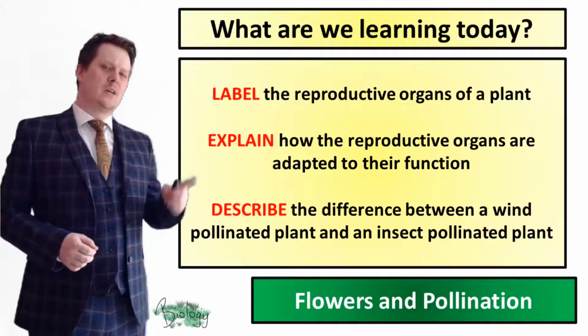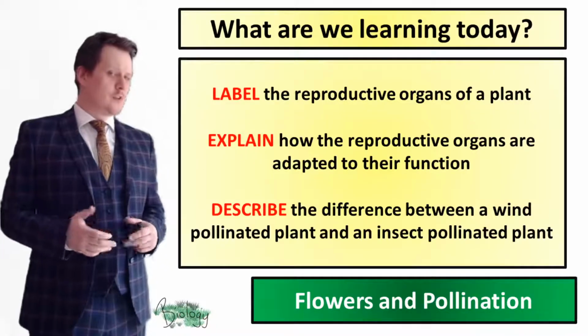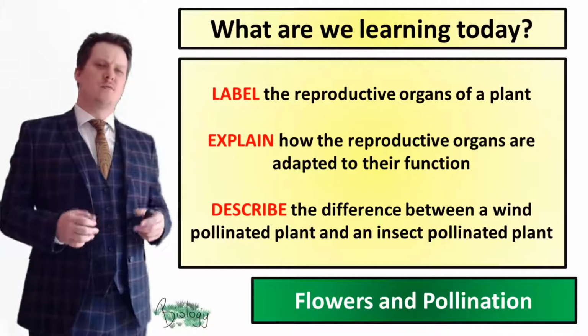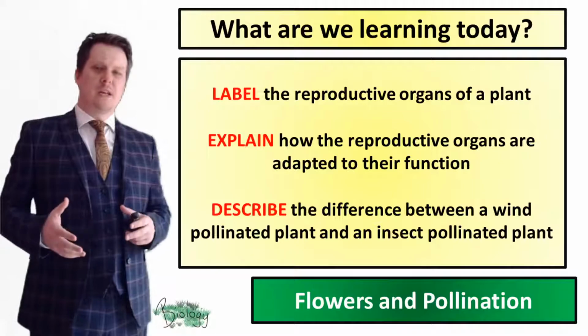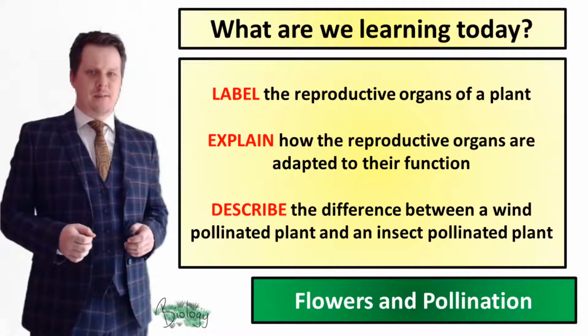In today's lesson we are going to label the reproductive organs of a plant, we're going to explain how the reproductive organs are adapted to their function, and we're going to describe the difference between wind-pollinated plants and insect-pollinated plants.